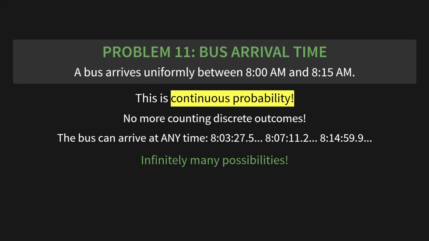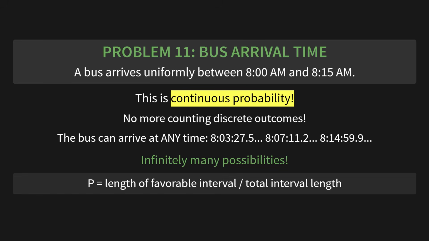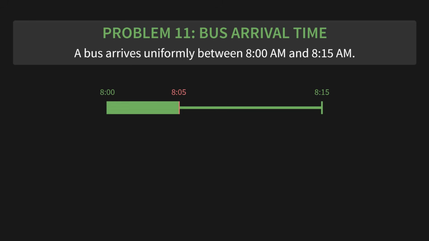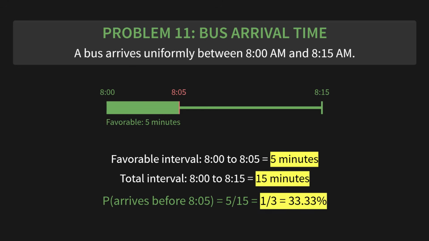But here's the beautiful thing. With uniform distributions, probability is just a ratio of time intervals. We want the bus before 8:05, so that's the first 5 minutes of our 15-minute window. 5 minutes out of 15 total minutes. That's 1/3. So there's a 33% chance you'll catch that early bus.